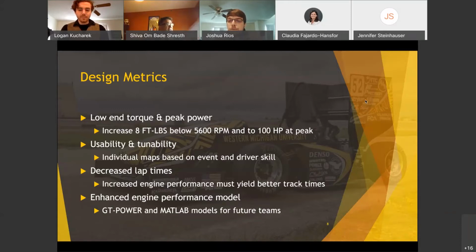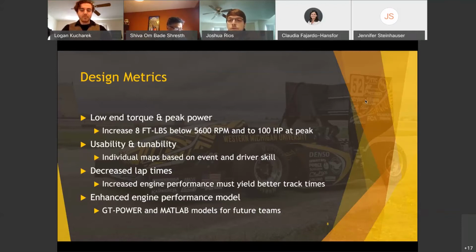The Formula SAE competition is partly made up of an autocross course, the defining feature of which is a large number of very tight corners and slaloms. By increasing low-end torque, we would be allowing the vehicle to accelerate at a higher rate and thus complete the course more quickly. Ultimately, more points are scored at the competition the faster you complete each event, so this would have a positive effect on our score.